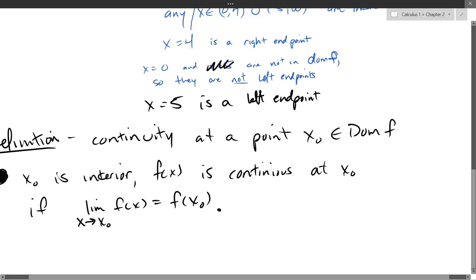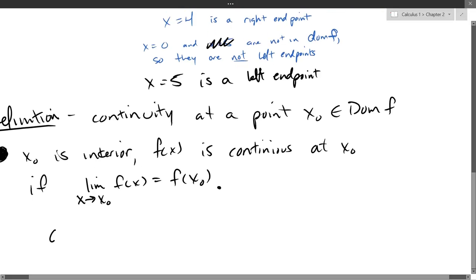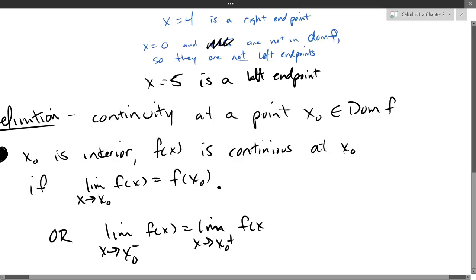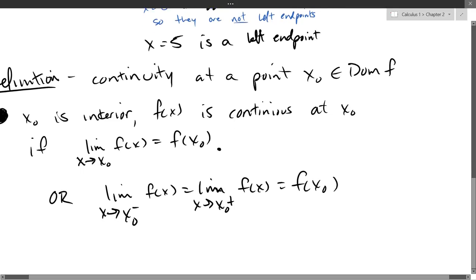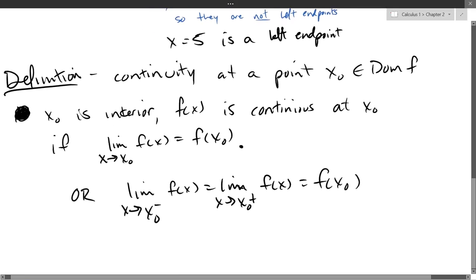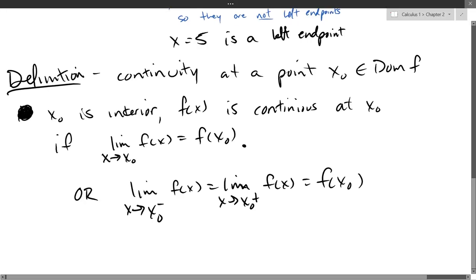Of course, the limit. So an equivalent condition: the limit as x approaches x naught from the left equals the limit as x approaches x naught from the right equals f of x naught. So we saw in the one-sided limits that if your left and right limits agree, then your limit exists, and it's that value. So if your limits agree and you're equal to the value, you're continuous.